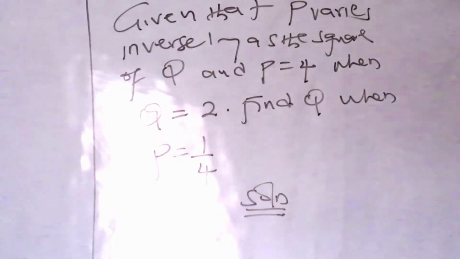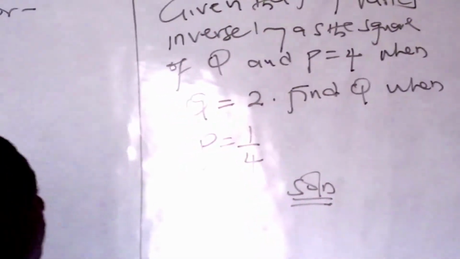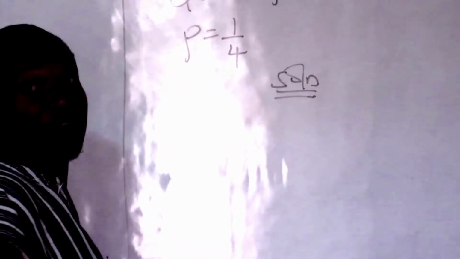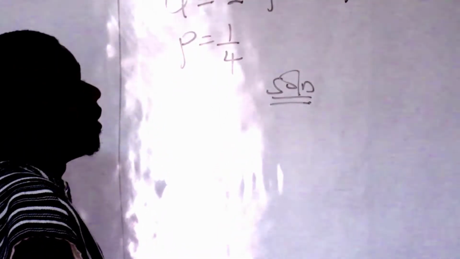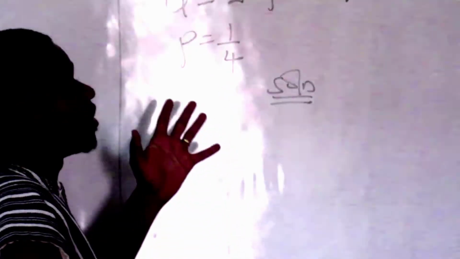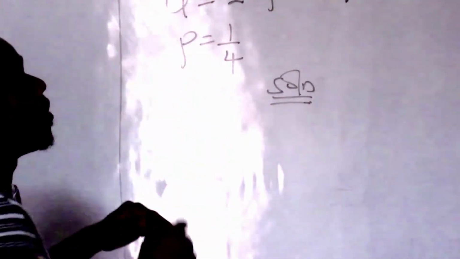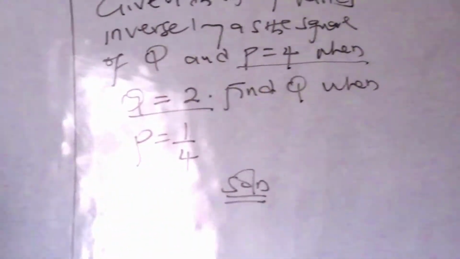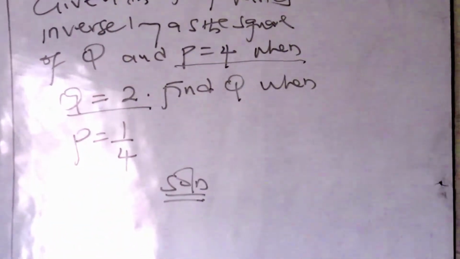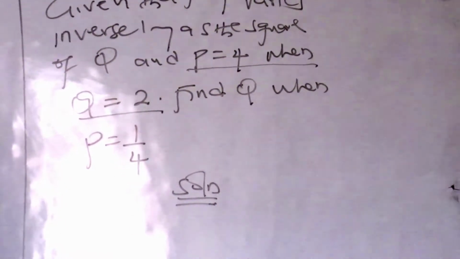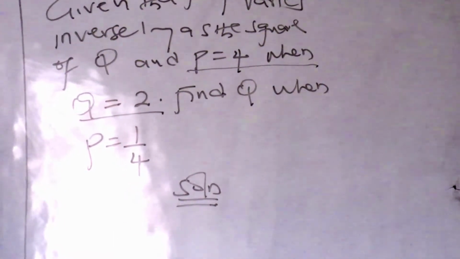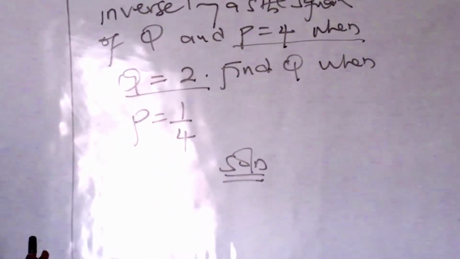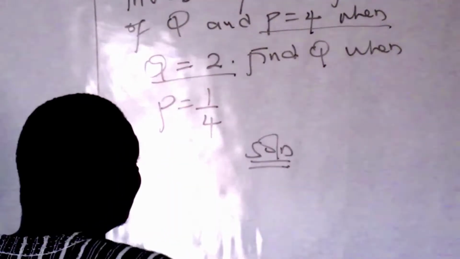Okay, so let's look at this. Given that p varies inversely as the square of k, and p equals 4 when k equals 2. As usual, they will always give you the first situation, which will help you to get k. And the next one will be when the other variable is hidden, then you have to determine it. The calculations do not change, they're the same, just that the equations here change. It's the same pattern that we're going to follow.